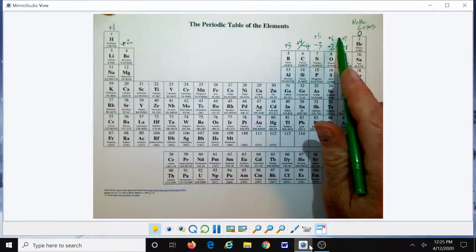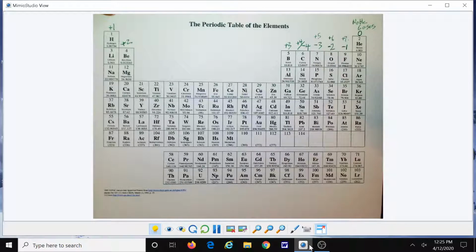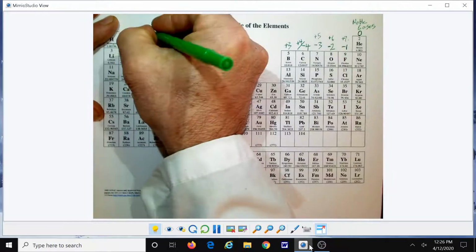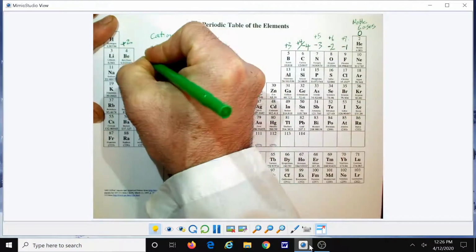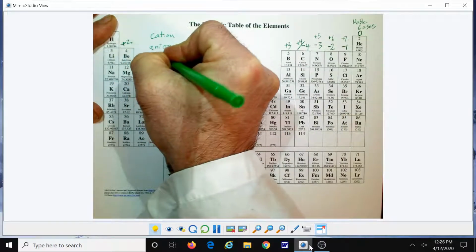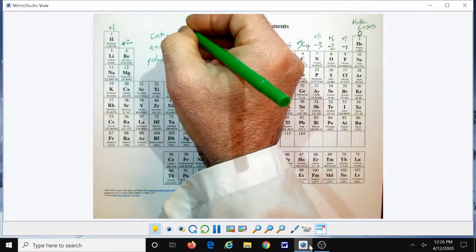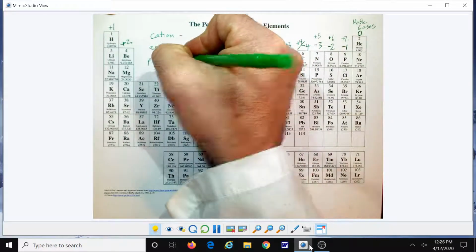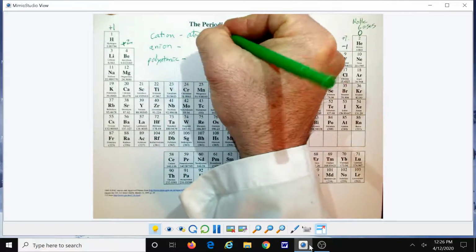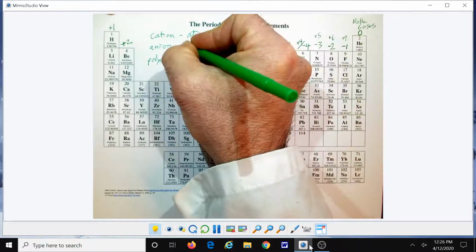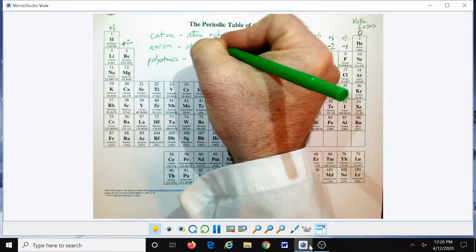The reason why I'm showing you this is so you can figure out what the charge is if you have an ion. So first of all, before we even do that, let's talk about what the 3 different types of ions are. So you've got a cation, you have an anion, and you have a polyatomic ion. And what's the difference between all of those? Well, a cation is an atom that has a positive charge. An anion is an atom that has a negative charge.